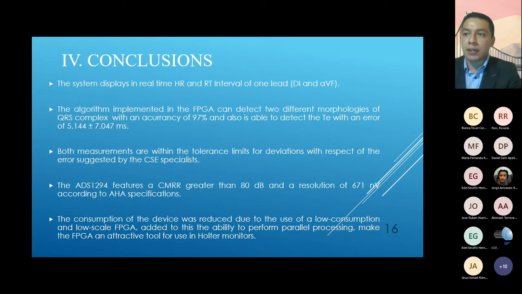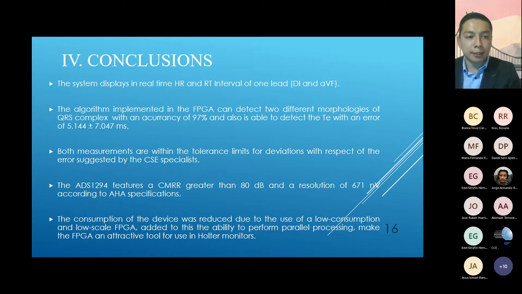The conclusions. The system displays in real time the heart rate and the RT interval of one lead. The algorithm implemented in the FPGA can detect two different morphologies, or polarities, of the QRS complex with an accuracy of 97%, and it's also able to detect the T wave end with an error of 5.144 milliseconds, plus or minus 7.047 milliseconds. Both measurements are within the tolerance limits for the deviation with respect to the error suggested by the specialist.